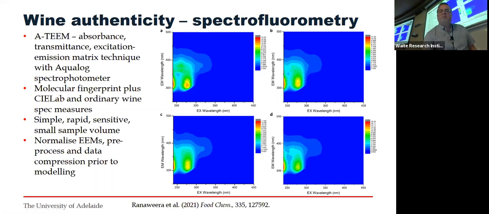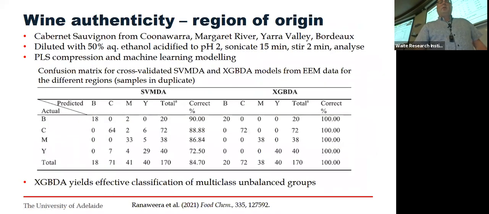These are four different wines here, and even just looking at it at a quick glance, you can see differences there. They're not necessarily massive differences. These get pre-processed and then run through some chemometric analysis software using certain algorithms. And Richira has compared a few different ones. These are a couple of machine learning ones here.